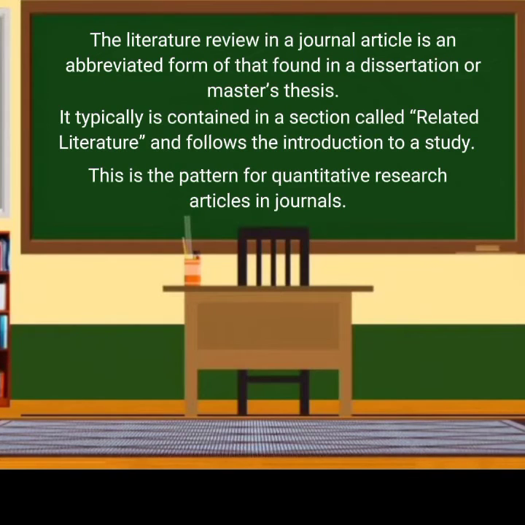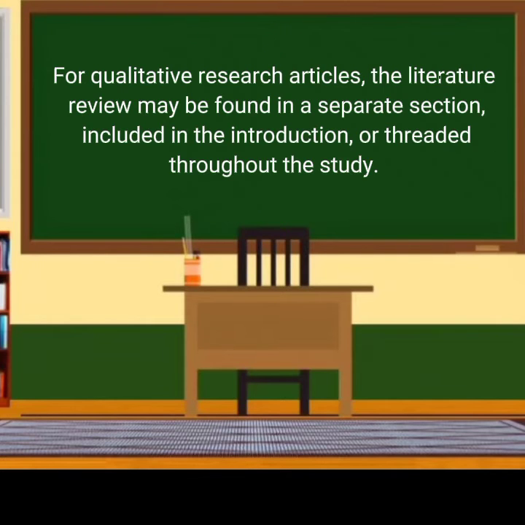The literature review in a journal article is an abbreviated form of the one found in a dissertation or master's thesis. It is typically contained in a section called Related Literature and follows the introduction to a study. This is the pattern for quantitative research articles in journals. For qualitative research articles, the literature review may be found in a separate section, included in the introduction, or threaded throughout the study.